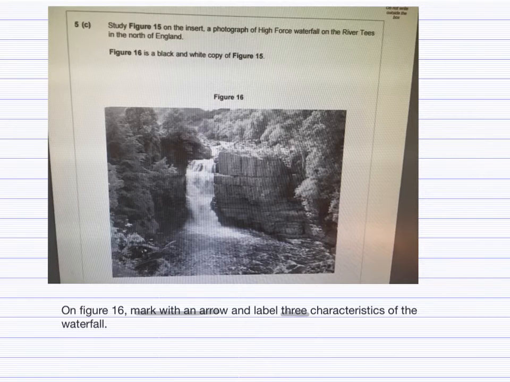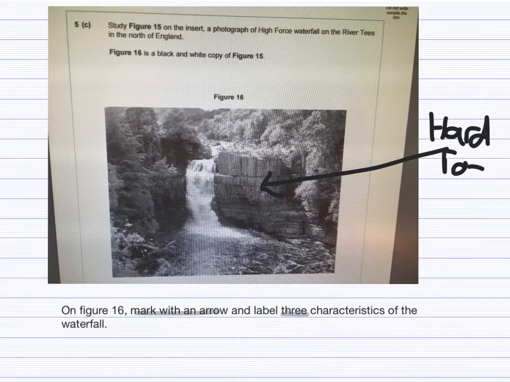Now, 3 characteristics are what it looks like. So some kind of description of the waterfall. Now, you can only talk about the waterfall here because it's not asking about the channel or the valley or the vegetation around it. You have to be specific about the waterfall. Now, this is the paper I actually marked and examined, and one thing that a lot of people picked up on was the fact that here you have harder rock.